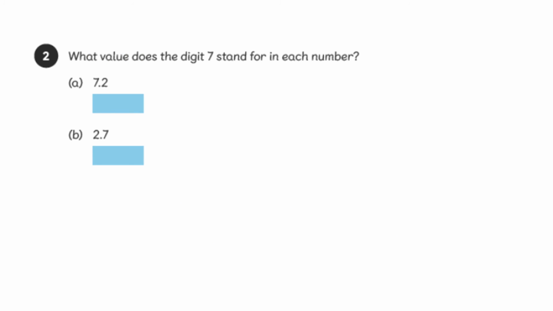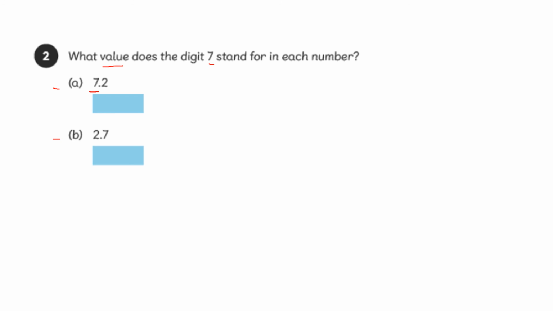Right. Question 2 of guided practice is the last practice we're going to be having before we go into our worksheets. So let's have a look. The question asks, what value does the digit 7 stand for in each number? Now I want you to have a look at questions A and B. Remember, we're looking only at the value that the digit 7 stands for. So let's have a look at the first one. Can you work out what value this digit 7 stands for?